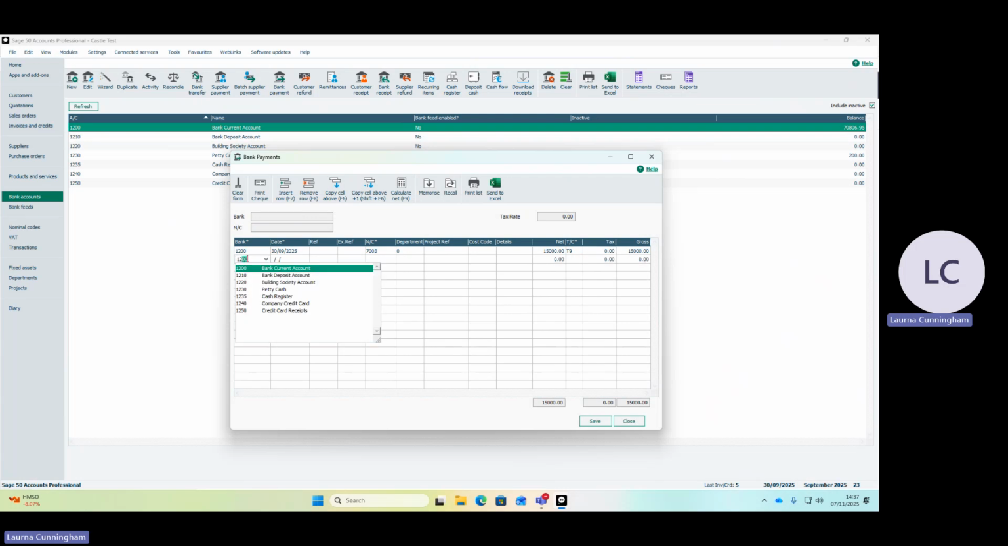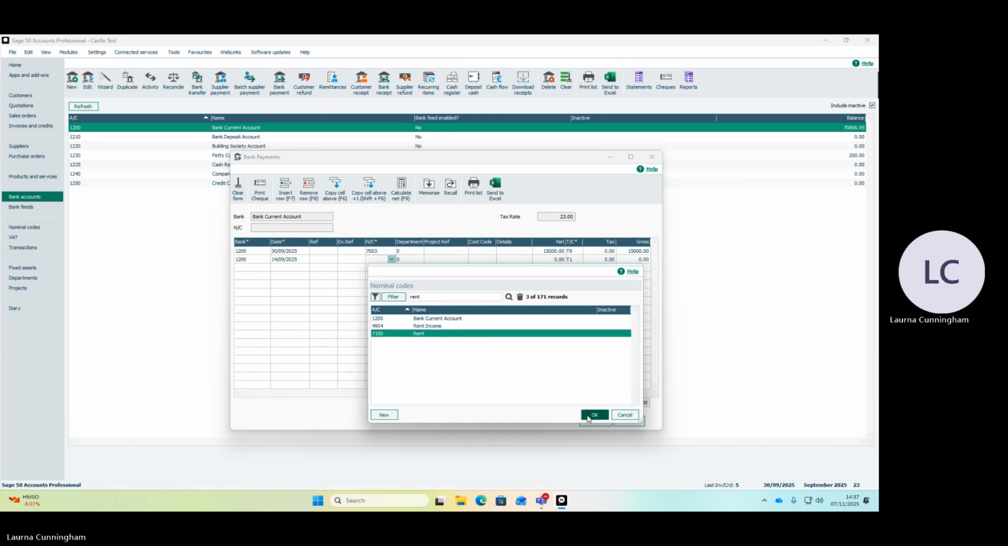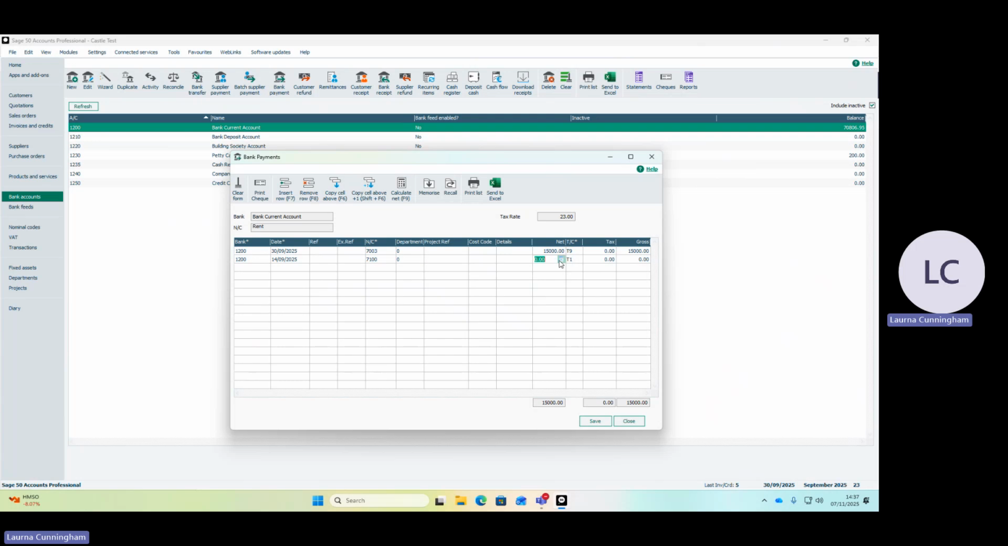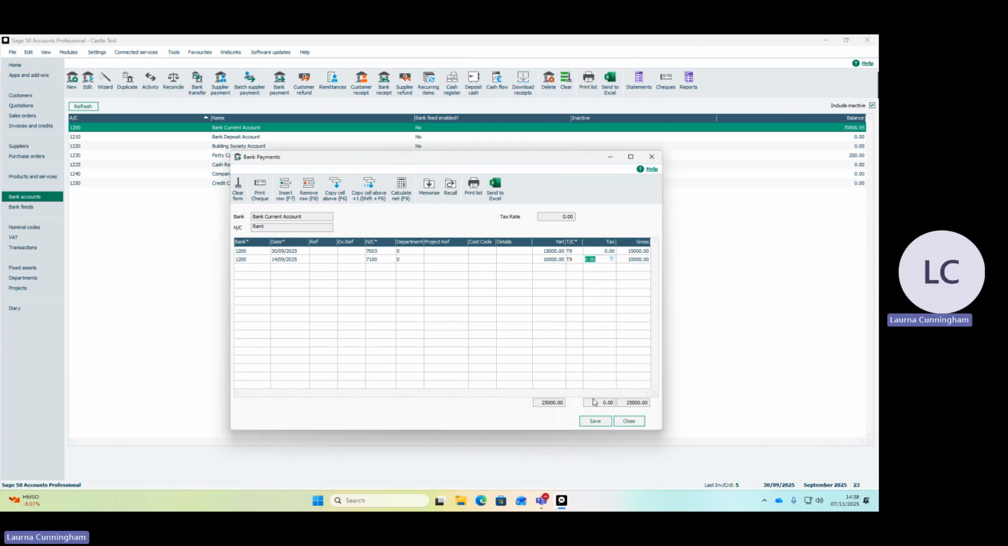I'll do one more. We'll just do rent, the 14th of the 9th, and I'll just find rent here, if it exists. Okay. And again, we'll do rent of 10,000 euros. And again, it's going to be T9. Okay, and save.